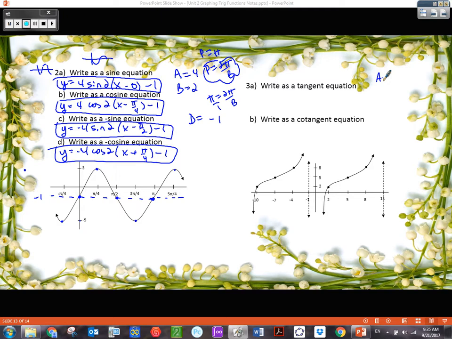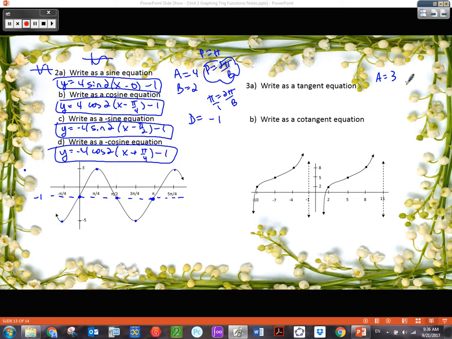A manifests itself in the distance between the middle point and the upper point, or the middle point and the lower point. And so this distance, 5 to 8 or 5 to 2, is a 3. Right, so our amplitude is 3. But again, it's not amplitude. Our A value is 3.